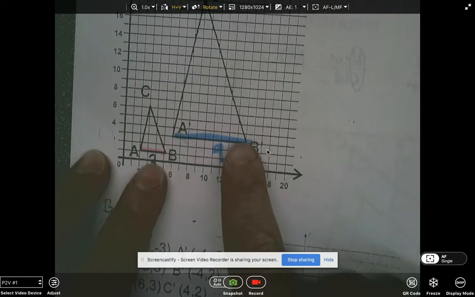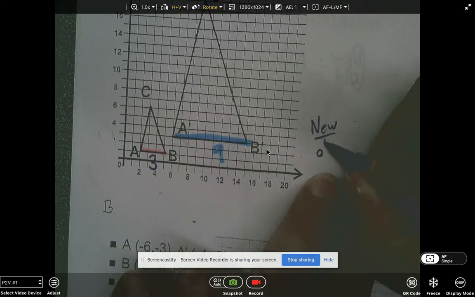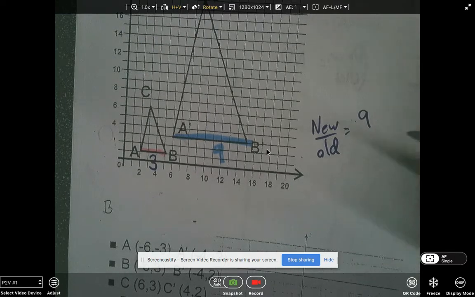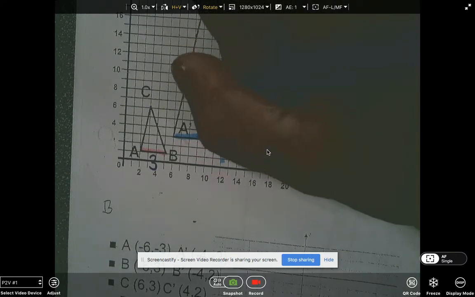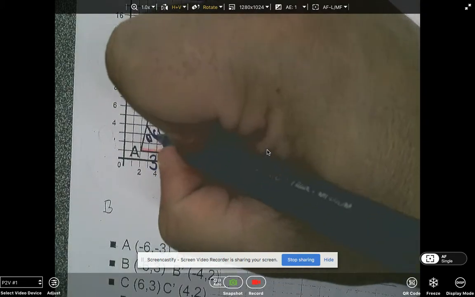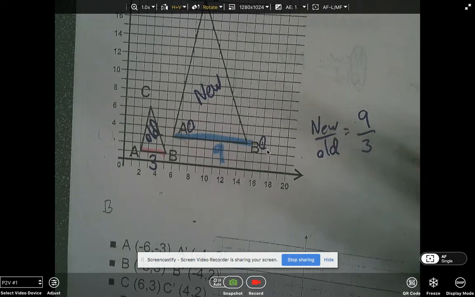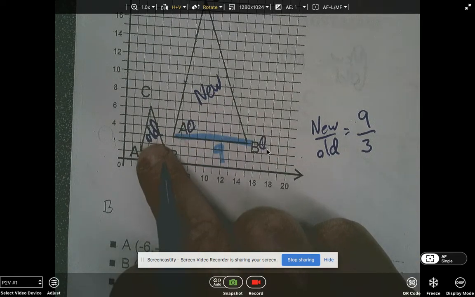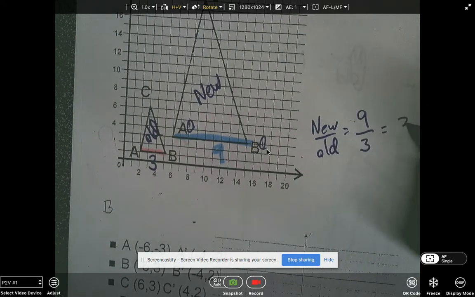So, what is our division problem going to be when we do our formula? We're just looking at these two side lengths, new divided by old. Are we going to do 3 divided by 9, or are we going to do 9 divided by 3? Yeah, we're going to do 9 divided by 3. So again, this is your new. This is your old, because these have the primes. So common sense, if you're going from old to new, the scale factor should be bigger than 1 because you're going from a smaller to a bigger figure. So what is the scale factor? 3.